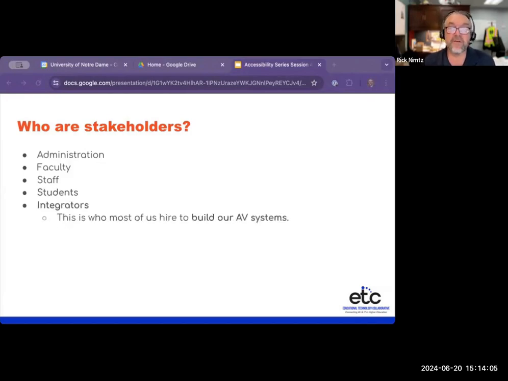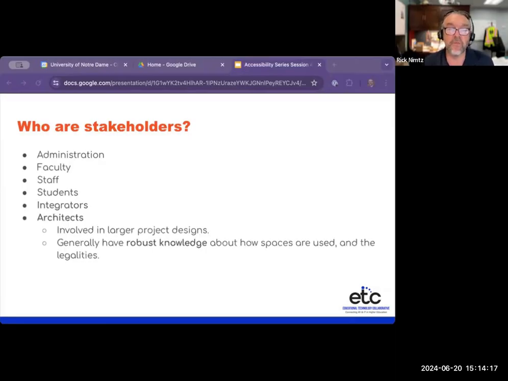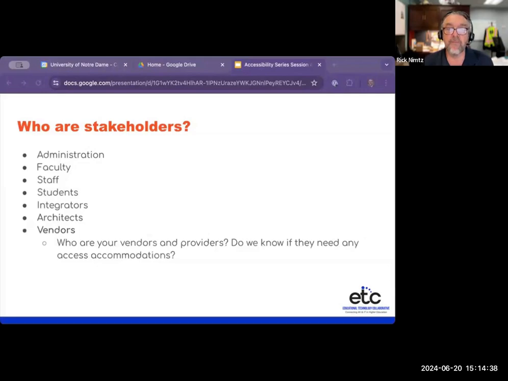We have integrators. They're a stakeholder too, because in most institutions, they're a partner that helps us design and build AV systems that people can use. And we have architects. At our institution, they're generally involved in larger building projects. And the nice thing about architects is they've done this kind of thing a lot. And they have a broad, robust knowledge of how spaces are used and the laws around them.